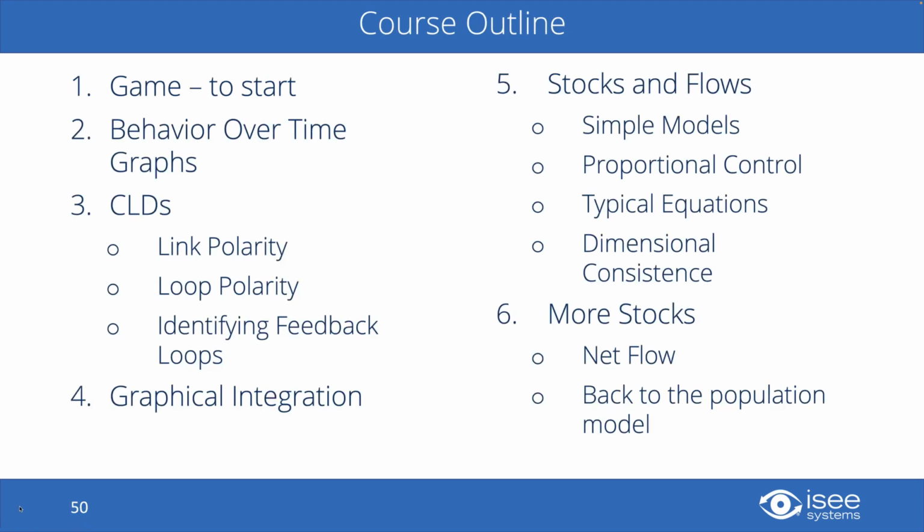And so this is really the course outline. Start with a game. I want to do something fun. And then I'm rolling into the behavior over time graphs. They would have seen this before. We're spending time on that, getting them to do it on their own, hopefully doing readings from newspaper articles and stuff and finding that. They're going to do the same thing with CLDs, identifying the link and loop polarity.